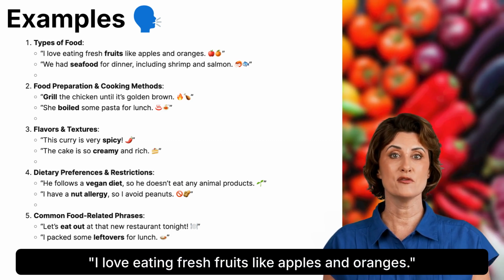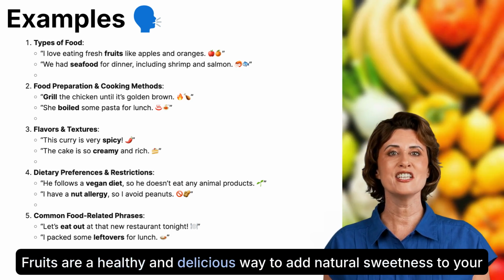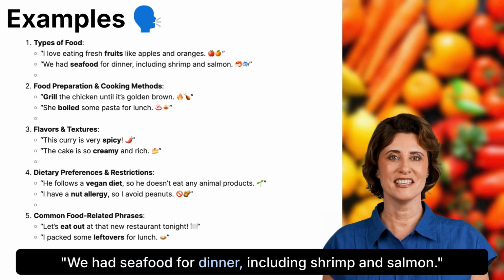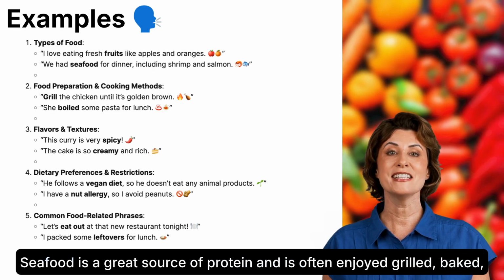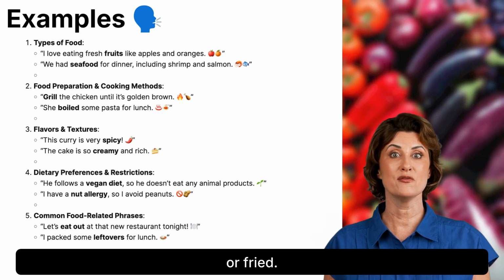I love eating fresh fruits like apples and oranges. Fruits are a healthy and delicious way to add natural sweetness to your meals. We had seafood for dinner, including shrimp and salmon. Seafood is a great source of protein and is often enjoyed grilled, baked, or fried.